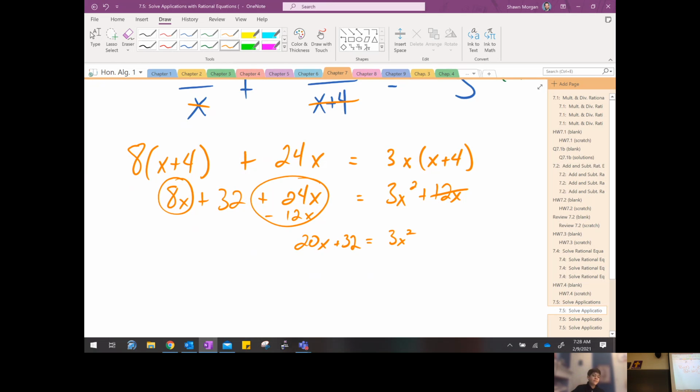Good. Now, this is where I was saying Jack was being a bit of a rogue. He was moving stuff over to the left side. And if I did that, if I subtracted 3x squared from both sides to make it 0 on the right, Jake, why don't I like that as much? Because the leading coefficient, that quadratic term, is negative. I'm not a big fan of that. Okay, James. 3x squared minus 20x minus 32 equals 0.